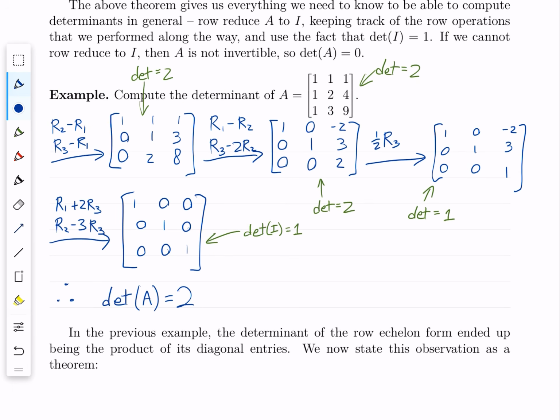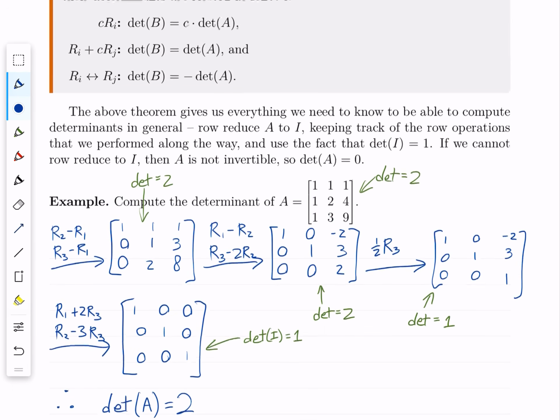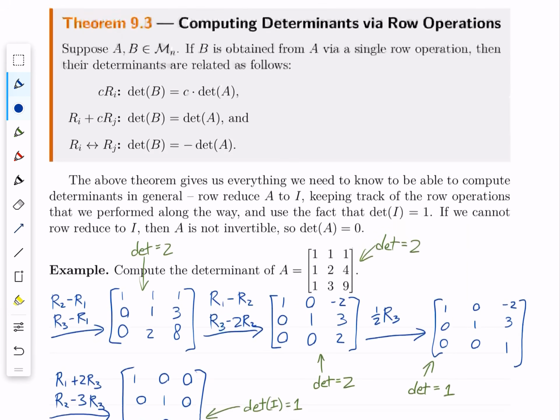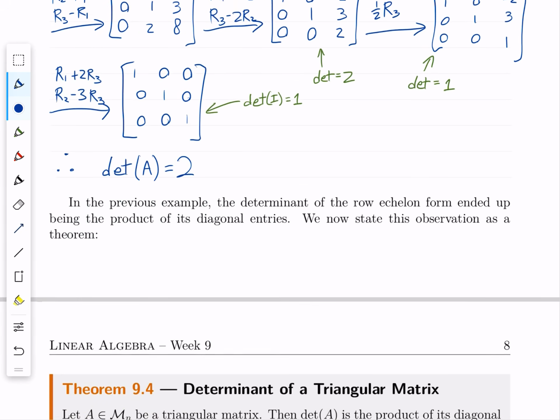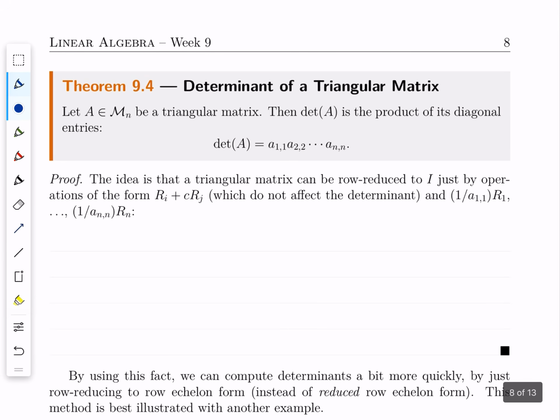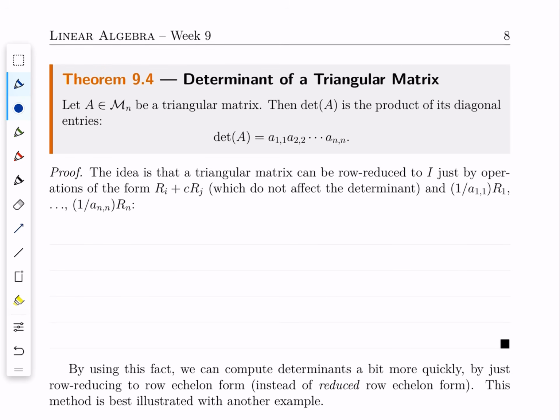All right, and so there's actually a slightly quicker and slightly easier way to do this procedure. So we computed the determinant by going all the way to reduced row echelon form. Now we're going to see that you can compute the determinant just by doing Gaussian elimination, in other words, just by going to row echelon form. You don't need to go all the way to reduced row echelon form. All right, so let's see how this works. And it's based on this theorem here.